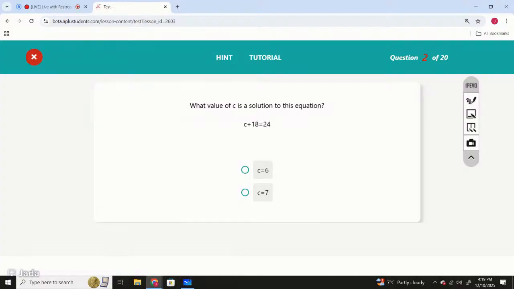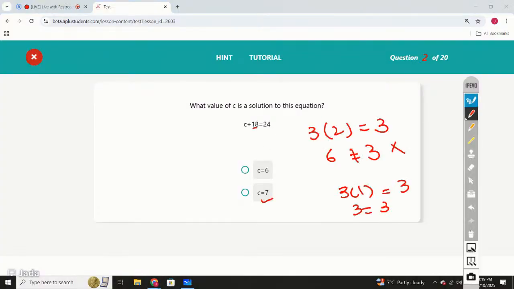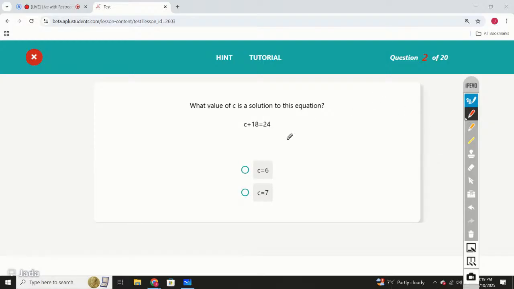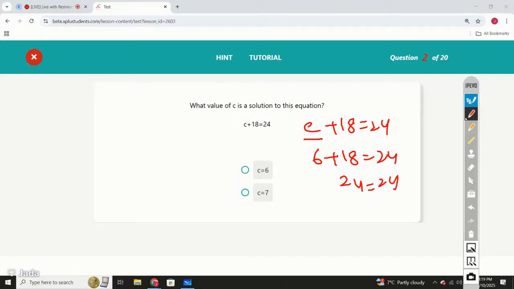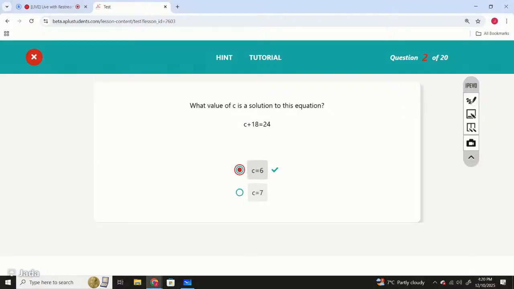What value of c is the solution to the equation? We are given two of the values of c. Let's start with the first one, c plus 18 equals 24. Replace the variable c with 6, that is 6 plus 18. 6 plus 18 is 24, and 24 is equal to 24. So the correct option is option number 1, that is c equals 6.